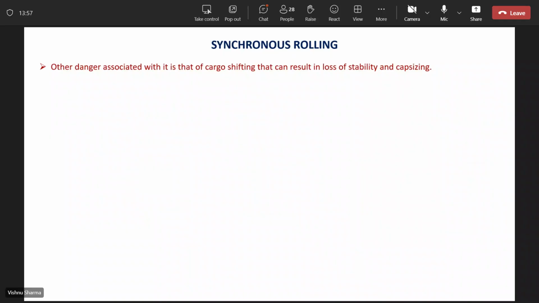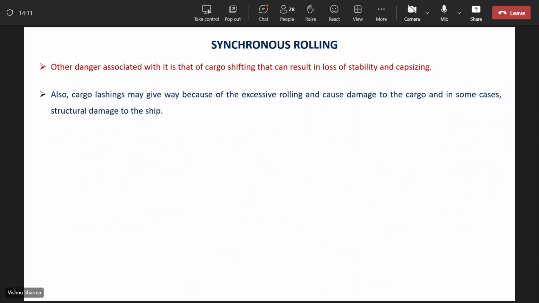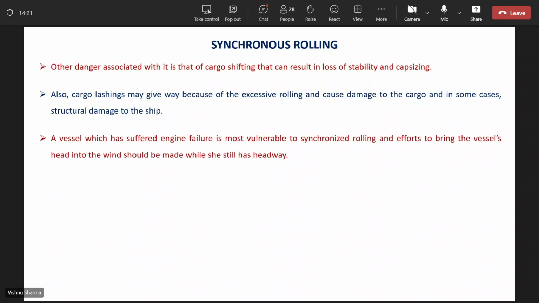What are the dangers associated with synchronous rolling? It can result in discomfort to the crew and passengers. It can lead to the cargo shifting, and when cargo starts shifting, it will have an effect on the stability of the vessel. The cargo lashings may give way because of excessive rolling, causing damage to the cargo, and in some cases structural damage to the ship as well.